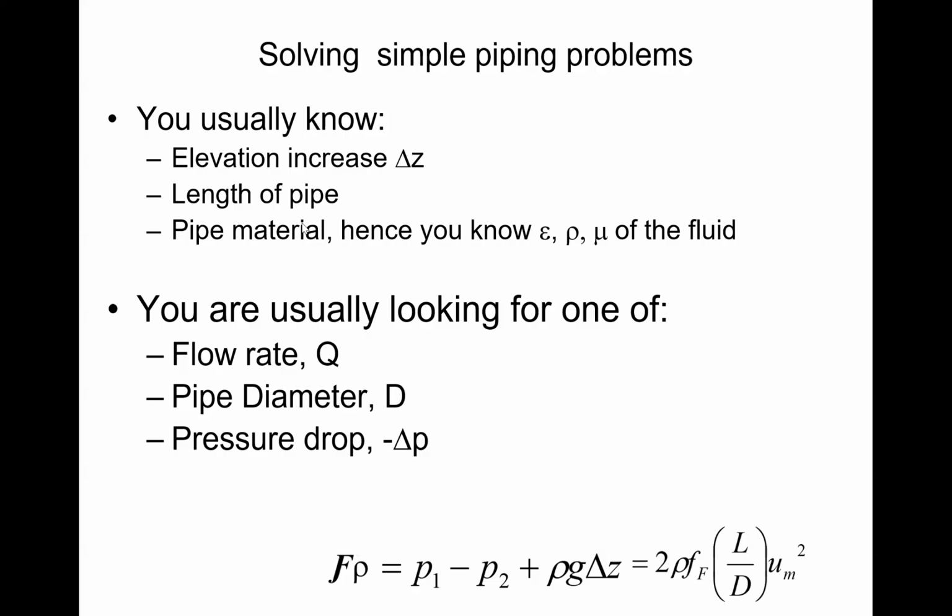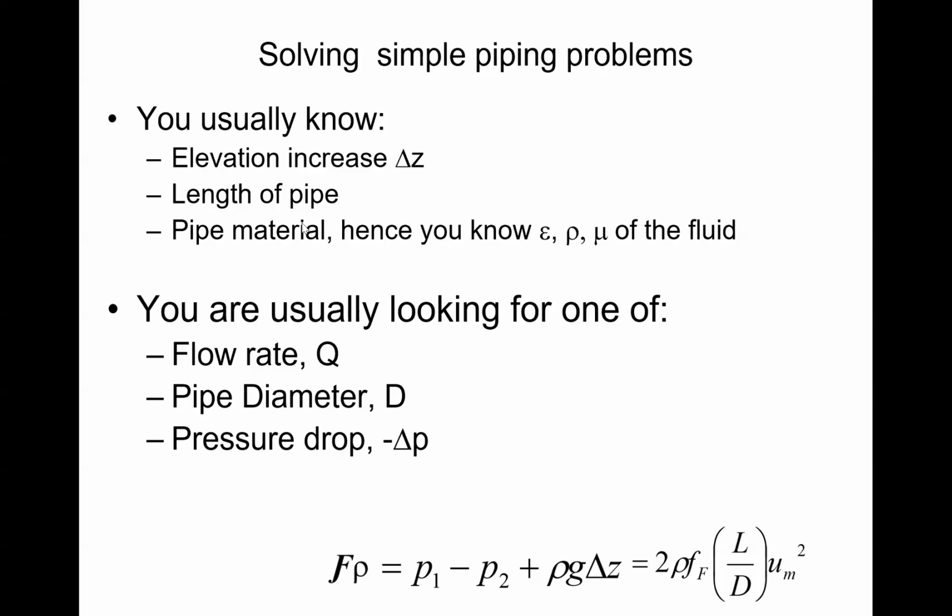problems, where you usually know a change in elevation, the length of the pipe, and the pipe material, and you also know the conditions of the fluid, basically the density and the viscosity. That would imply that you also know the temperature, right? So that you calculate the correct density and viscosity. So all of these are typically known in the system, whether you're designing a piping system for a chemical plant or whatever. There's going to be typically a known elevation, a known length of pipe.